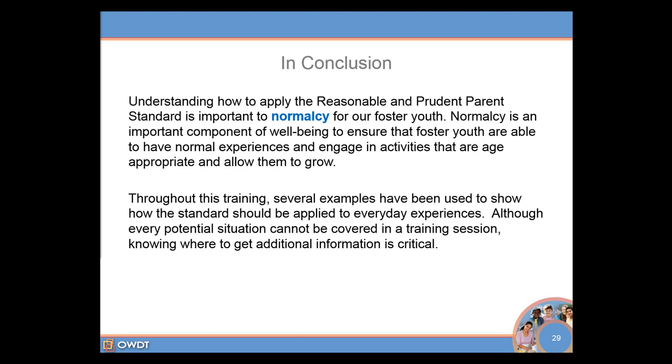Understanding how to apply the reasonable and prudent parent standard is important to normalcy for our foster youth. Normalcy is an important component of well-being to ensure that foster youth are able to have normal experiences and engage in activities that are age-appropriate and allow them to grow. Throughout this training, several examples have been used to show how the standard should be applied to everyday experiences. Although every potential situation cannot be covered in a training, knowing where to get additional information is critical.